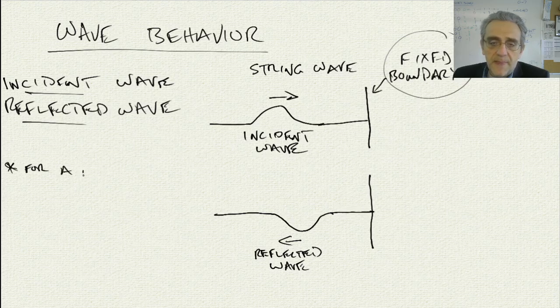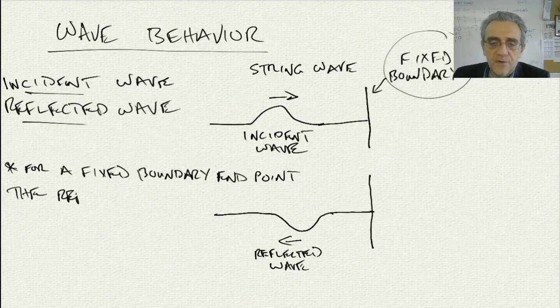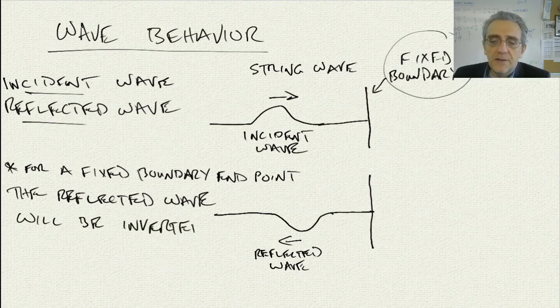For a fixed boundary end, the reflected wave will be inverted. Inverted just means upside down. Now, let's try and prove this.